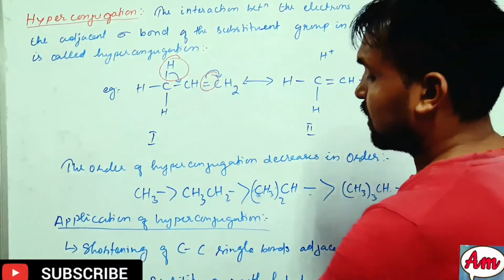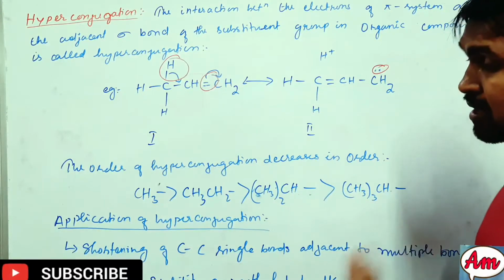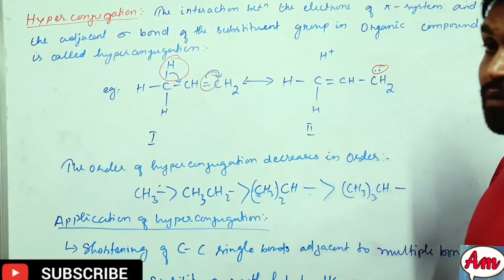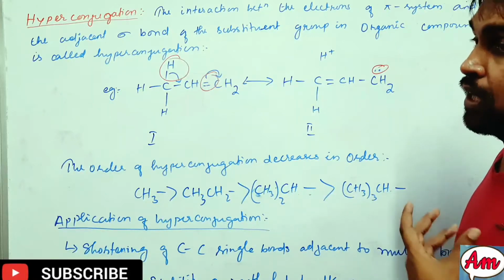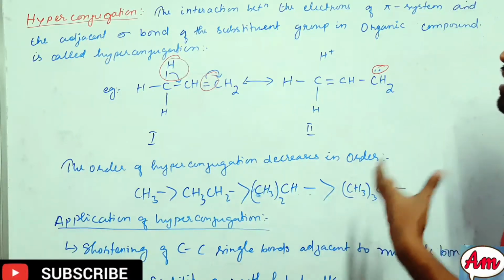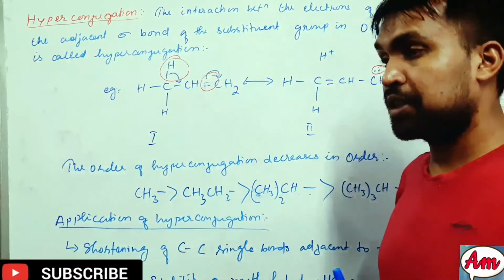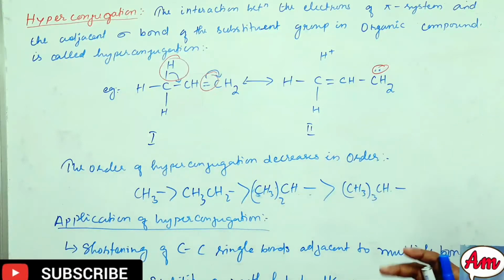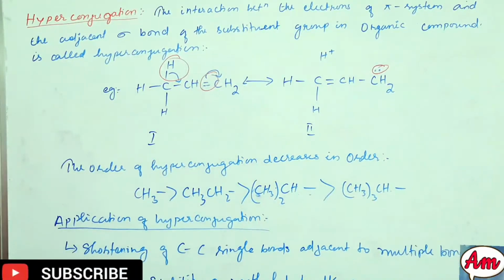Another application is the relative stability of the methylated alkene. It helps in understanding the relative stability of methylated alkenes, meaning those which contain alkyl groups. So these are the applications, and this is the definition of hyperconjugation. This one is very important, all of you should take it down, and then we can proceed to the next topic.